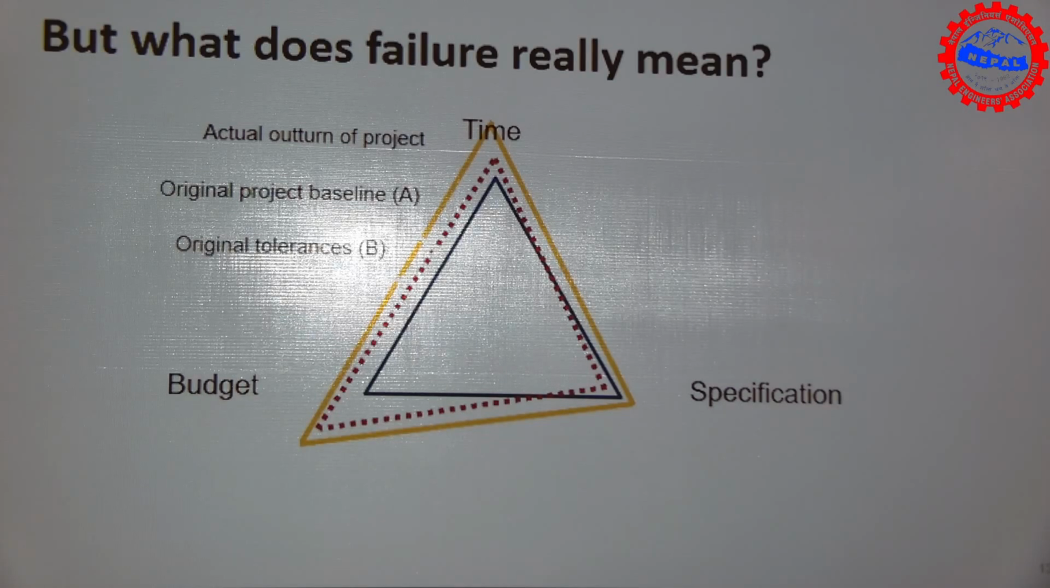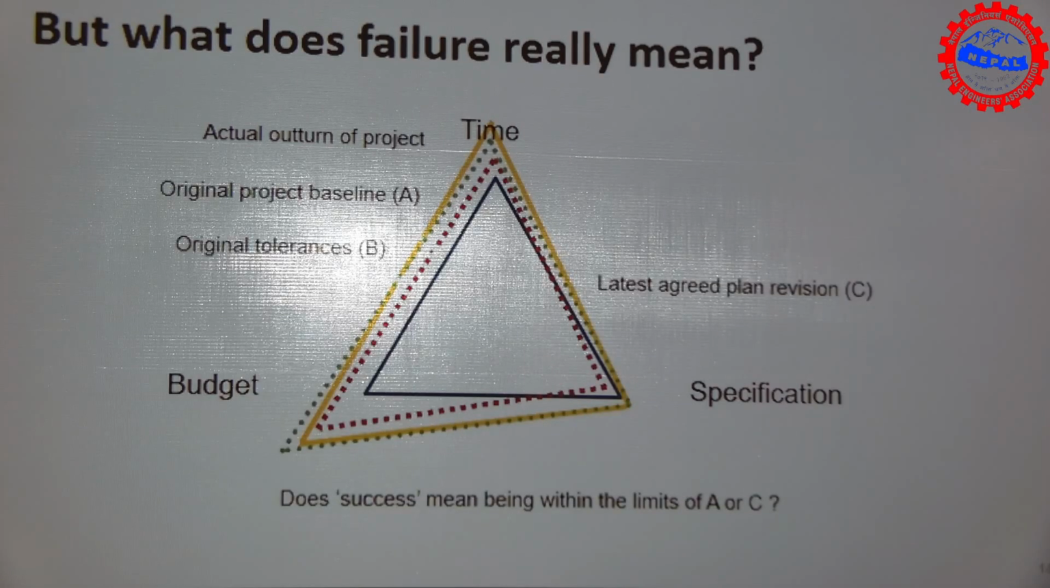You are meeting the specification, you are close to the specification, but you are extending the time and extending the budget. And the most important, if you can see about here, original tolerance about B, whereas you can see about here, and latest agreed plan revision about the C. If you're going to delay more and more, then you need to change your plan on the C.